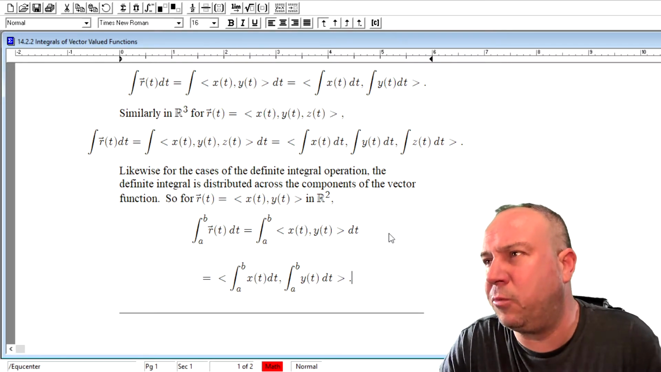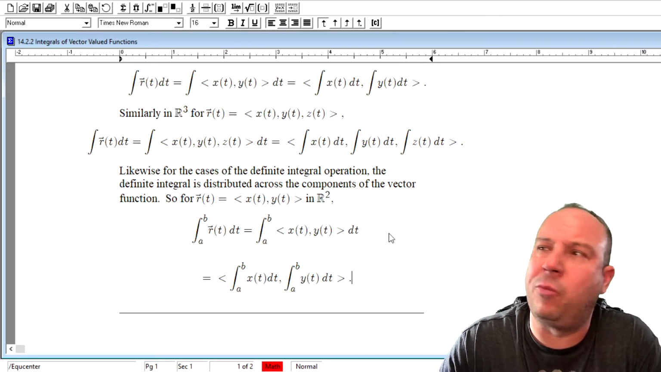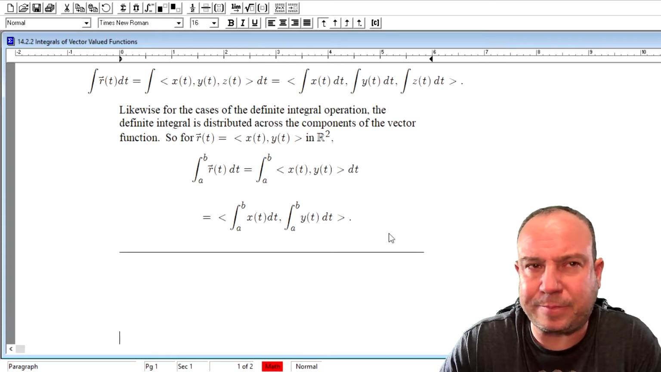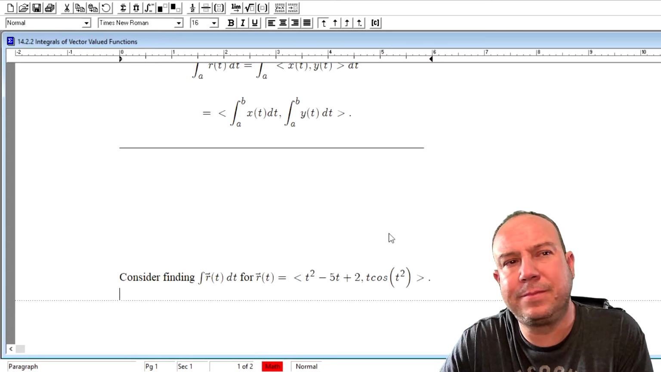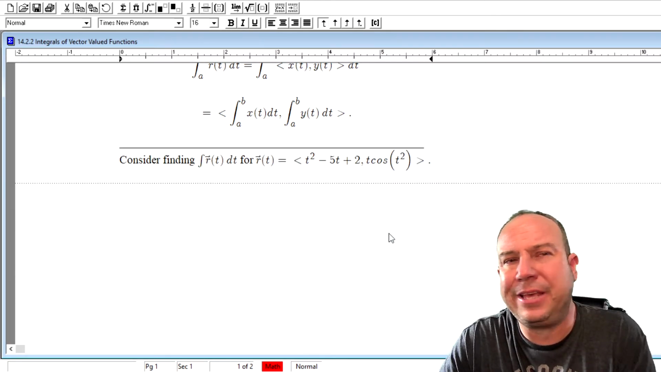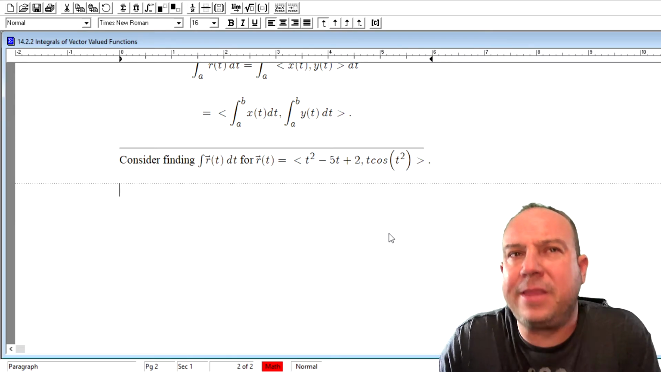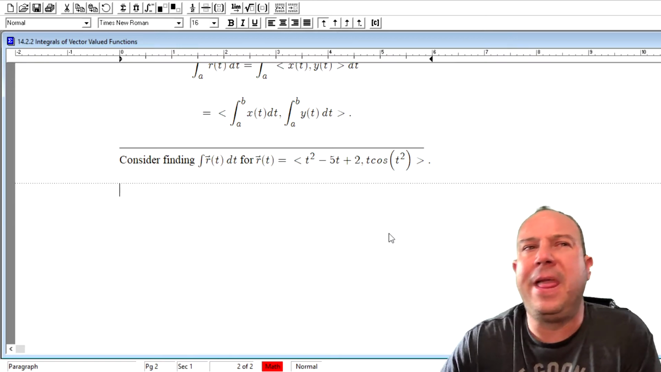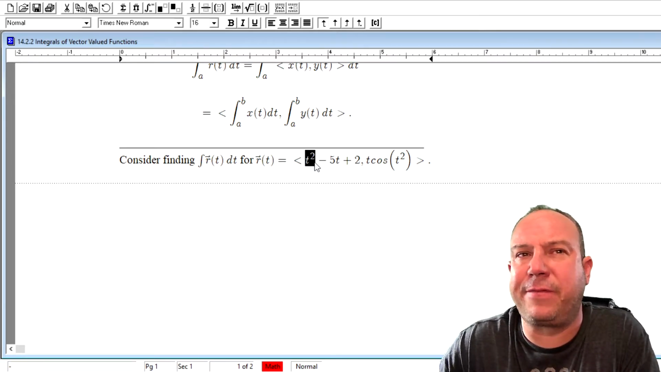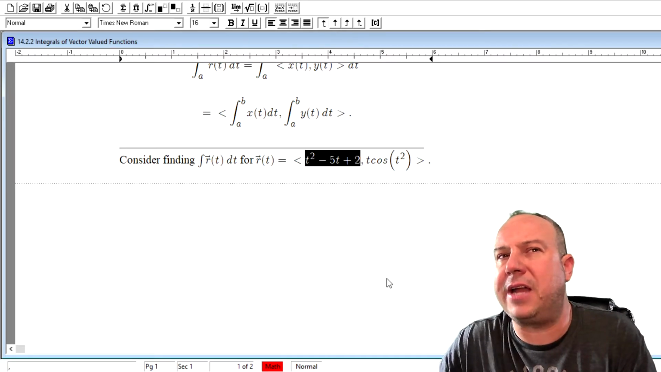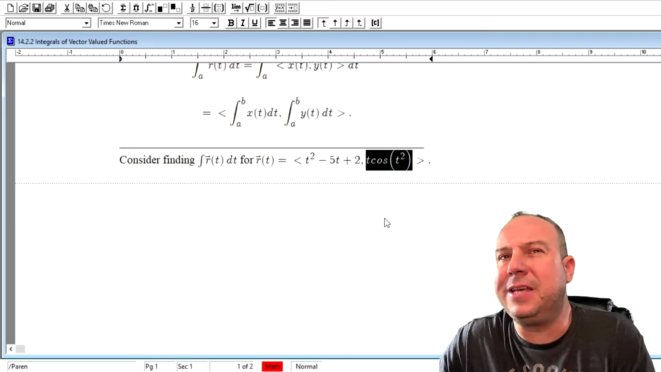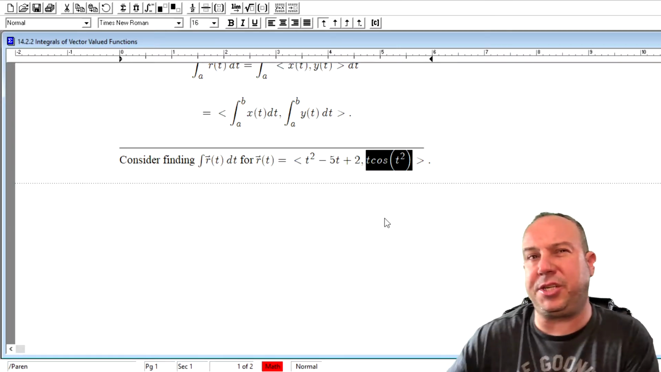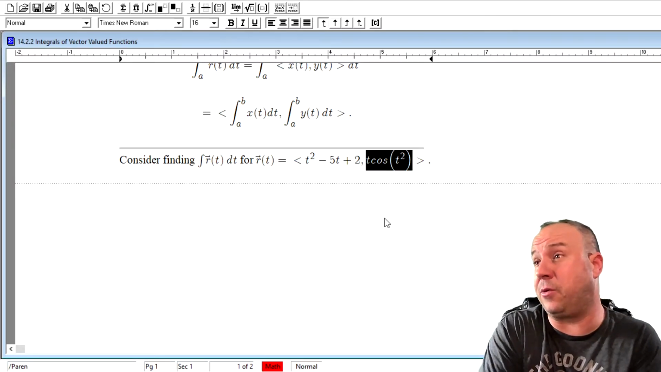This is kind of a good way to think about approaching showing some work for these problems. Let's actually look at a problem. Consider finding the indefinite integral of r bar of t dt for the vector valued function given by this two-dimensional vector. The first component is the quadratic t squared minus 5t plus 2. The second component is this product involving a composition here, t times the cosine of t squared.